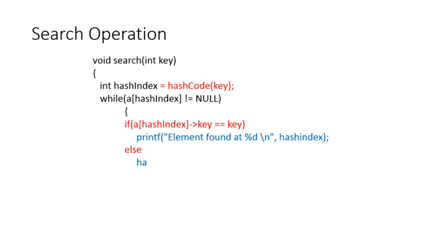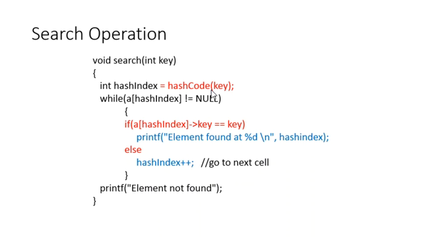So, a simple searching technique. Here you can see you will calculate the hash index value. Then you will check whether the hash index value is not equal to null. If it has any element, then only I will go for the searching process. If it is equal to the key element, then I will print that the element is found. Else I will just increase the hash index and go to the next cell to check whether my element is found or not.